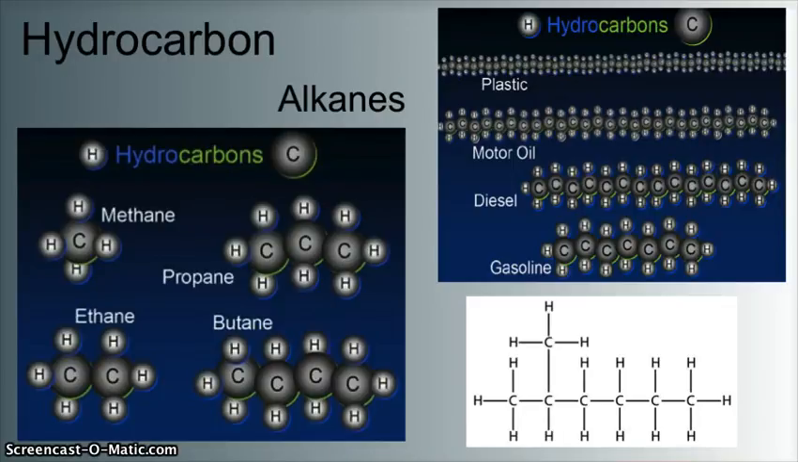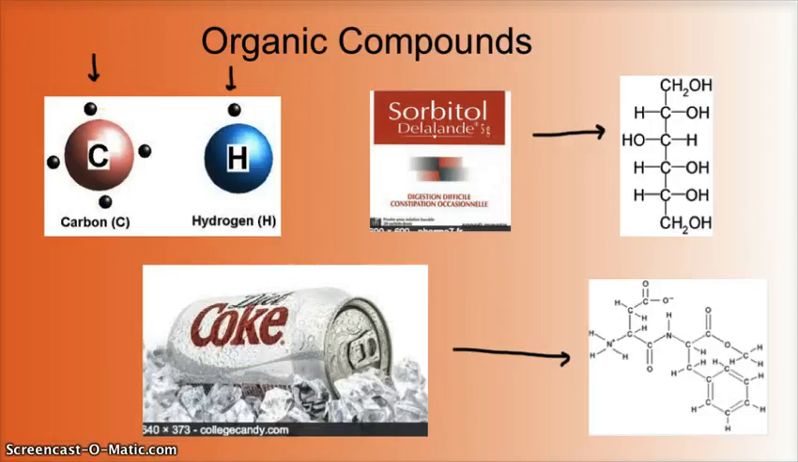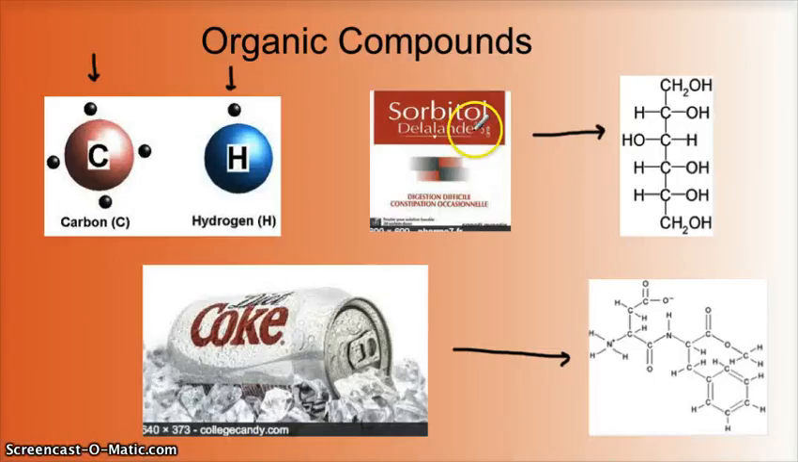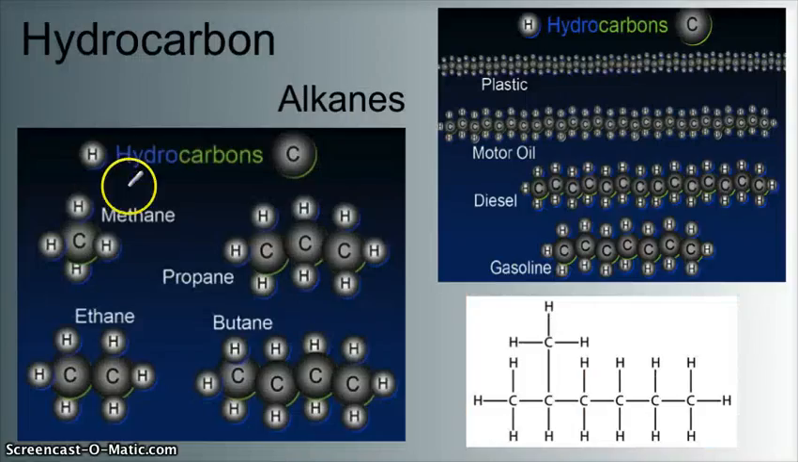When a compound is made of only carbon and hydrogen, then it is called a hydrocarbon. So the ones from before, these were not hydrocarbons because of that oxygen in here. But here are some hydrocarbons. The simplest hydrocarbon is methane, which is CH4, and you can see the CH4 here.